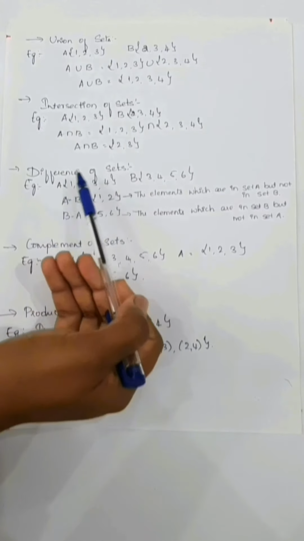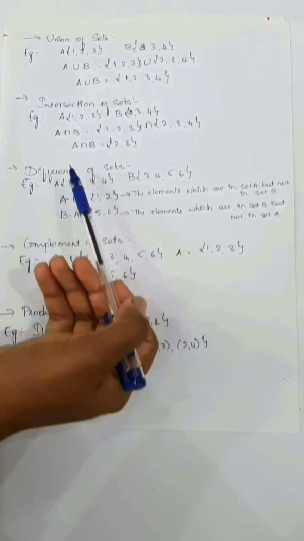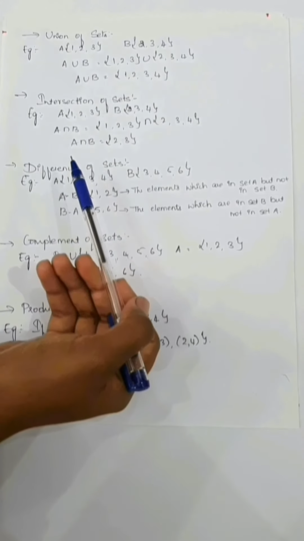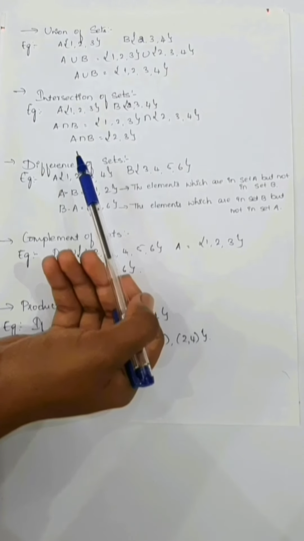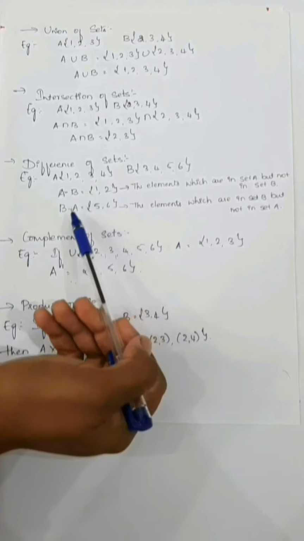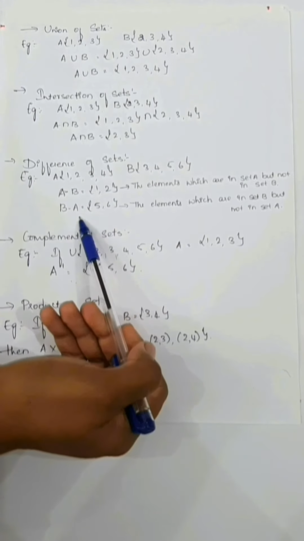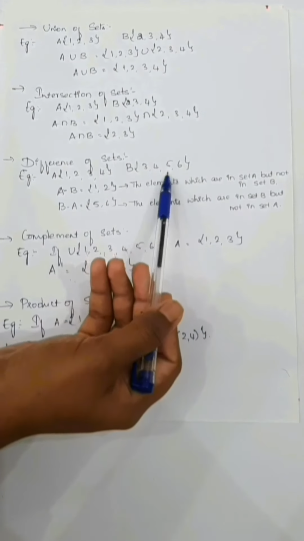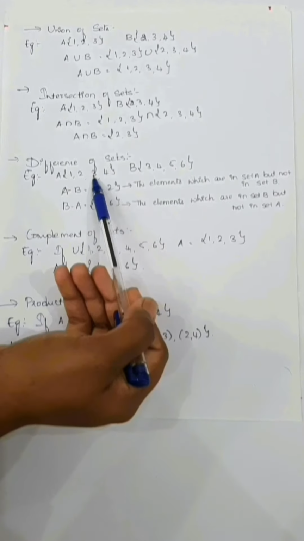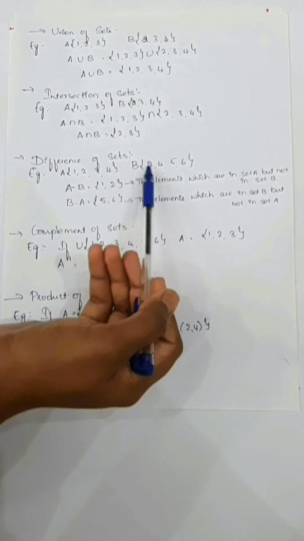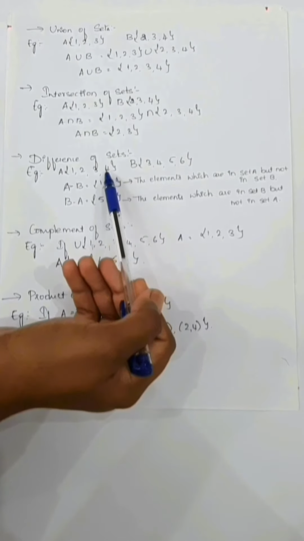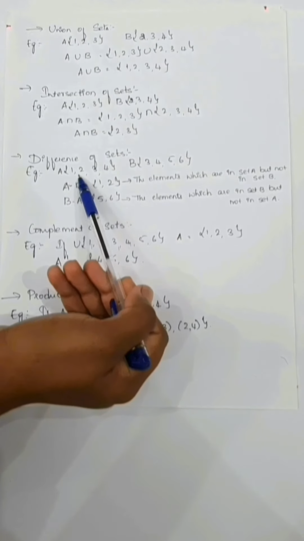Next, difference of set. The difference of 2 sets, written A minus B, is a set containing the elements of set A which are not in set B, and B minus A is a set containing the elements of set B which are not in set A. Difference of set means we have to not take the common between these 2 different sets. We have to take the difference of set.